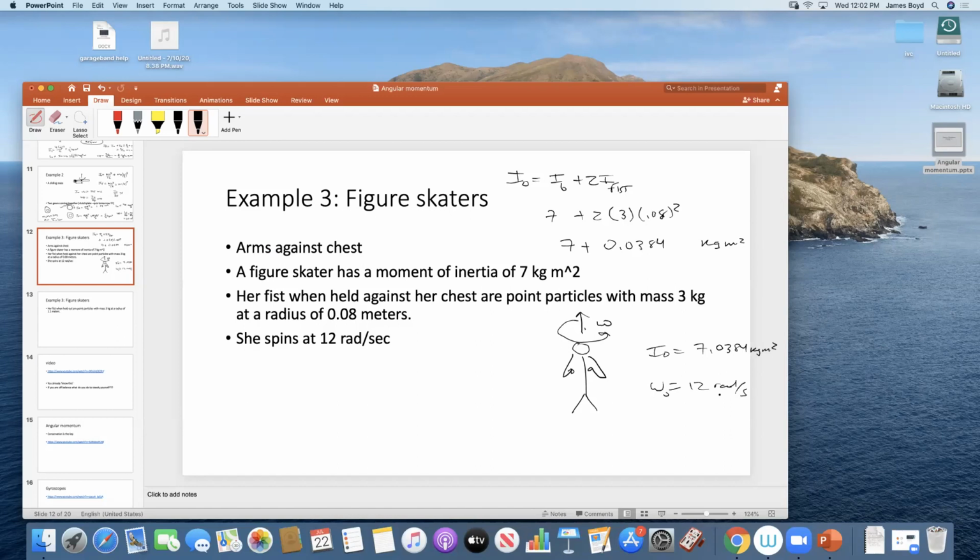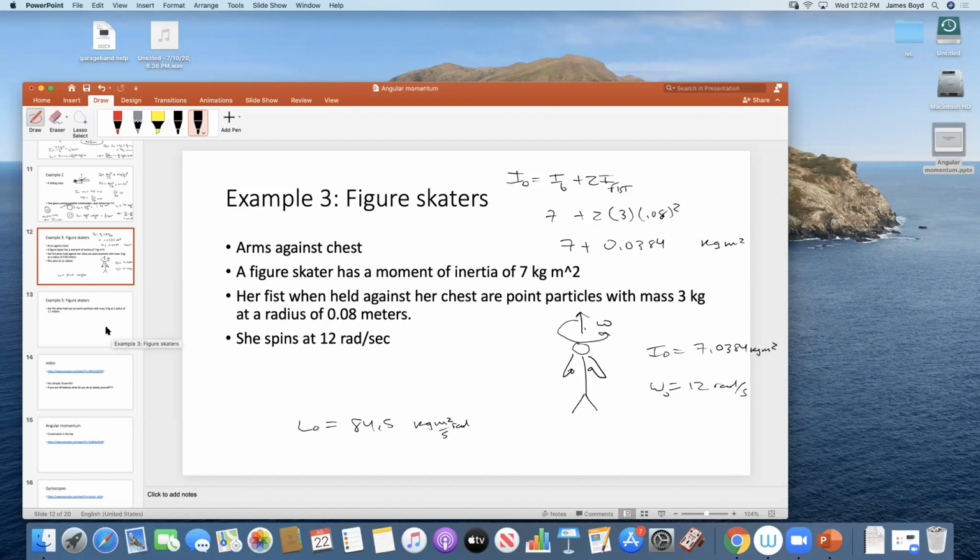Now, she's going to throw her fists out as far away from her body as she can get them. And she's going to increase their radius to 1.1. But remember that this L initial was 7.0384 times 12 is 84.5-ish, 84.5 kilogram meters squared seconds rads.